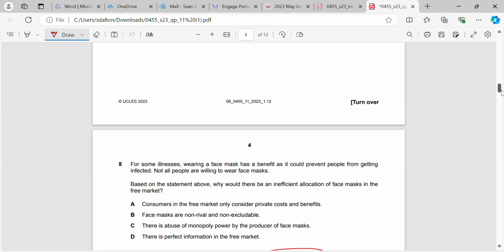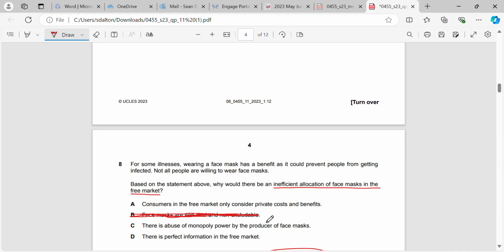Okay, so for question 8, for some illnesses, wearing a face mask has a benefit as it could prevent people from getting infected. Not all people are willing to wear face masks. Based on the statement above, why would there be an inefficient allocation of face masks in the free market? Okay, face masks are non-rival and non-excludable. That's not true. Face masks are a private good. Yeah, non-rival and non-excludable is a public good.